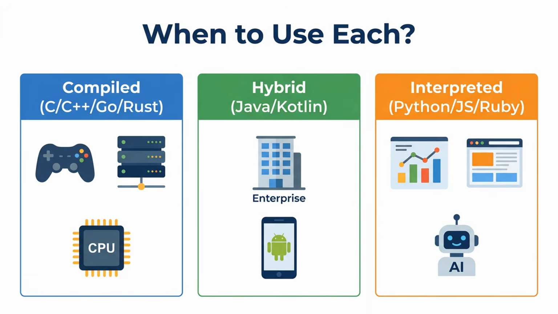So when should you use each? Use compiled languages when you need maximum performance. Think game engines, operating systems, database engines, embedded systems, and high-frequency trading. C, C++, Rust, and Go are your friends here. Use interpreted languages when development speed matters most. Web development, scripting, automation, data analysis, machine learning, and rapid prototyping. Python, JavaScript, Ruby, and PHP shine here. And for enterprise applications that need both portability and decent performance, Java and Kotlin are the go-to choices.